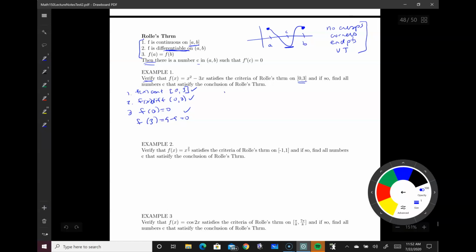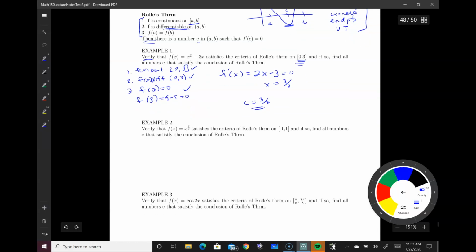So now I can go find the number c. I can find the value of c where the derivative is equal to 0. I take the derivative, set it equal to 0, and I get 3 halves. So c is 3 halves, and that is in between 0 and 3. It's one of the criteria, it has to be there.